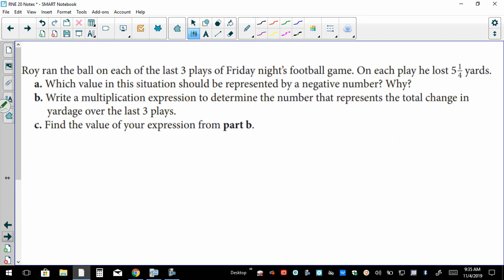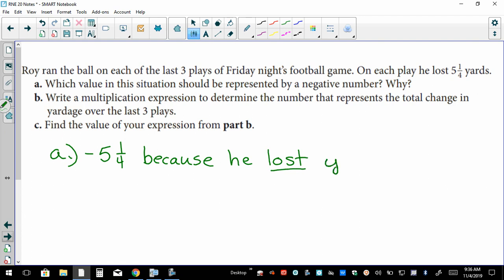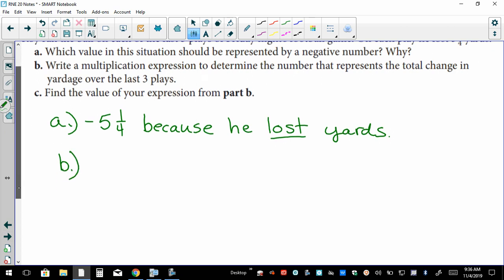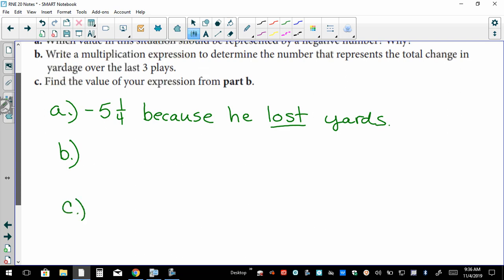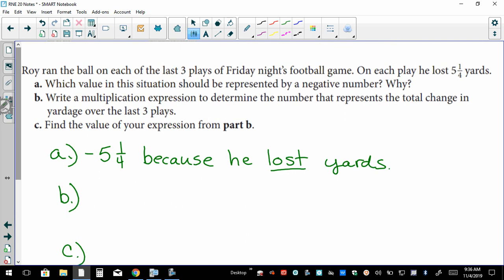Which value in the situation should be represented by a negative number and why? Which one of those should be negative? 5 1/4, because he lost yardage. Write that down for A. So A, negative 5 1/4, because he lost yards. Okay, that's the answer for A. So for B, you need to write the multiplication problem. And for C, find the value. Work on B and C for a moment and see if you can.